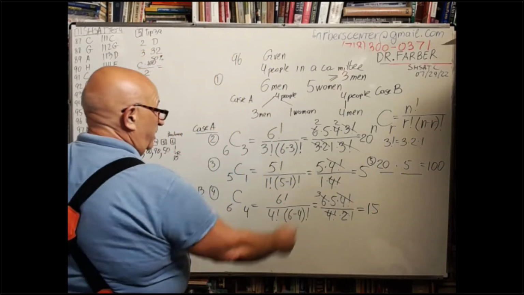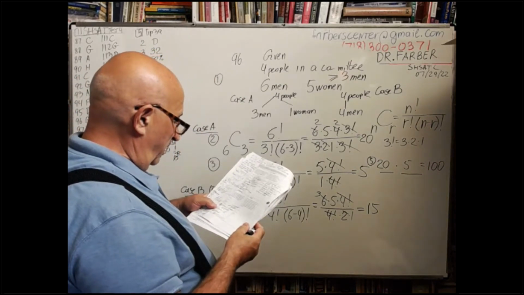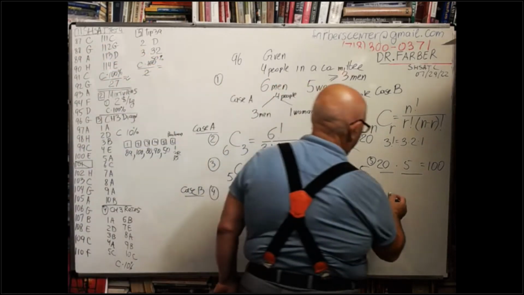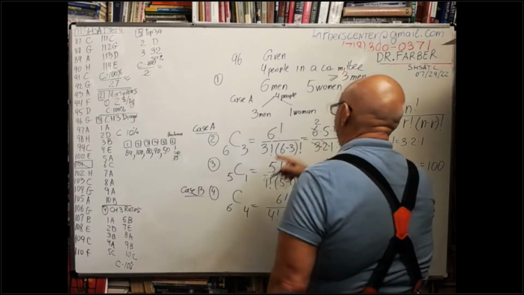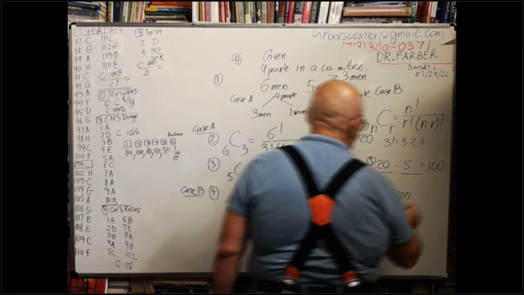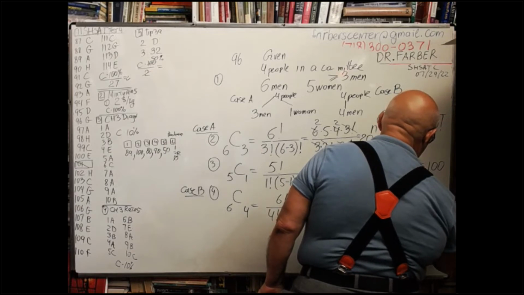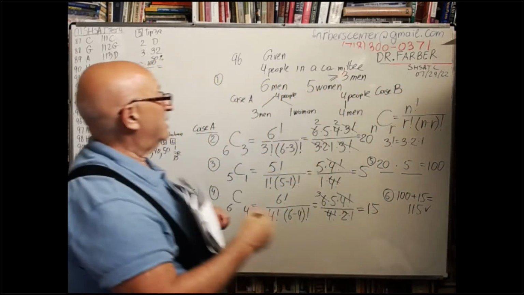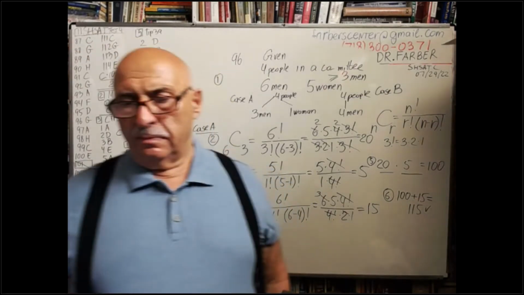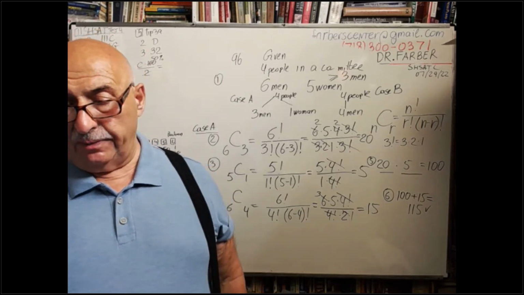And in this case, we have 15. And the question is, how many different ways can it be done? Easy. Step number 6. For scenario case A, we have 100. For case B, we have 15. And this will be 115. This is a classical example for combinations. And practically, it's not complicated if you understand the algorithm. If you have a question, ask me.